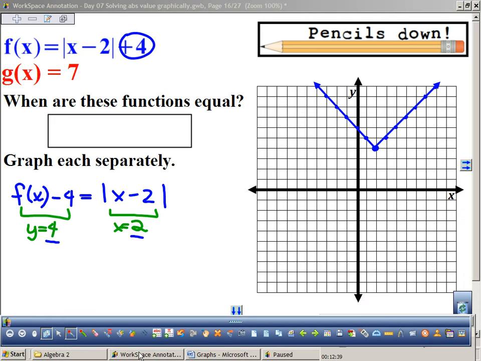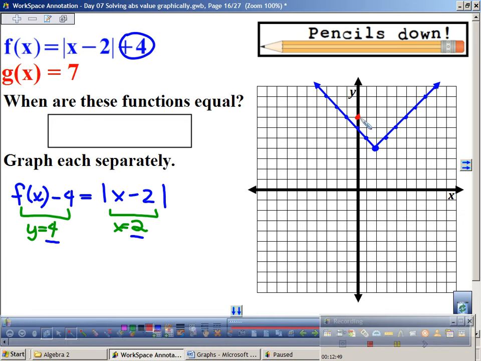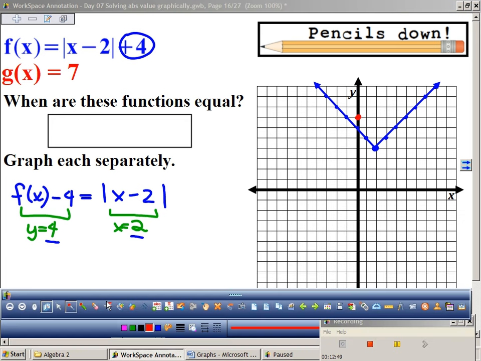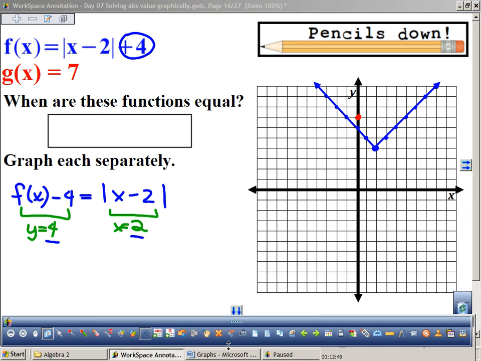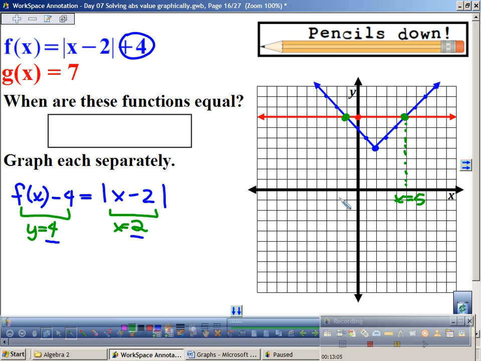Secondly, now I have g of x equals 7. So I know that's just a constant line. 1, 2, 3, 4, 5, 6, 7. Graph that one. So now I have intersections. So my intersections are at 1, 2, 3, 4, 5, x equals 5, and my other intersection is at x equals negative 1.